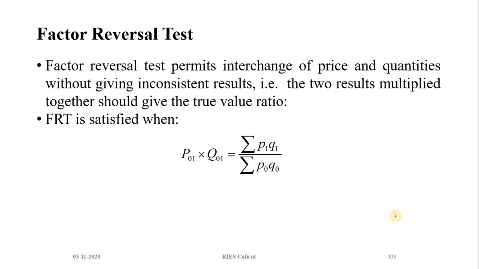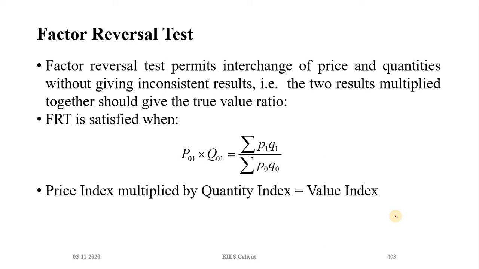What is sigma P1 Q1 divided by sigma P0 Q0? It is nothing but the value index number. So the price index number multiplied by the quantity index number should be equal to the value index. This is the condition, or the criteria.